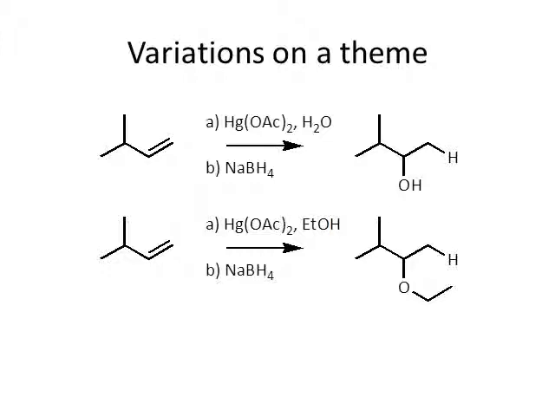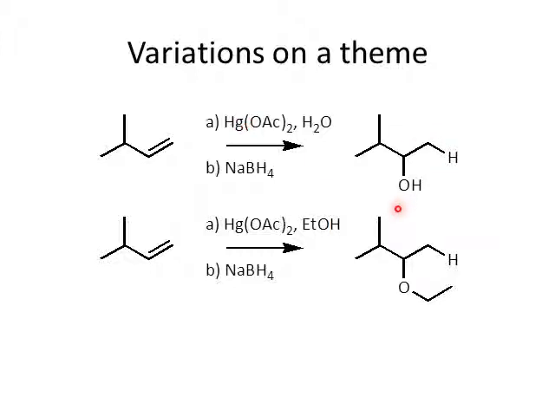Now I just wanted to point out that you don't have to use water as your nucleophile. This reaction works by the pi bond reaching out to the electrophile, which is mercury plus, to make a bridged carbocation intermediate, and then a nucleophile, water, comes along. And then part B, the sodium borohydride basically replaces the mercury with a hydride to make H and OH.